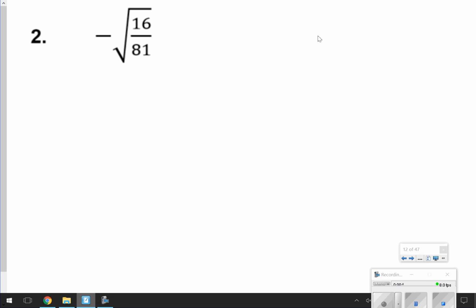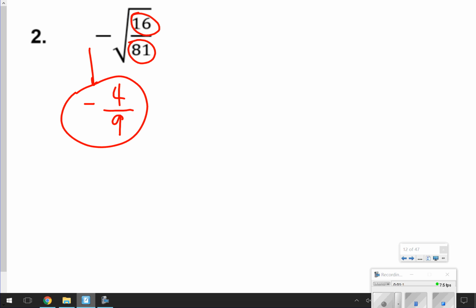Number 2, we've got the negative square root of 16 over 81. Remember, if you've got a fraction, just break these up. Do we know the square root of 16? Do we know the square root of 81? Square root of 16 is 4. Square root of 81 is 9. Keep the negative. So my answer is negative 4/9.